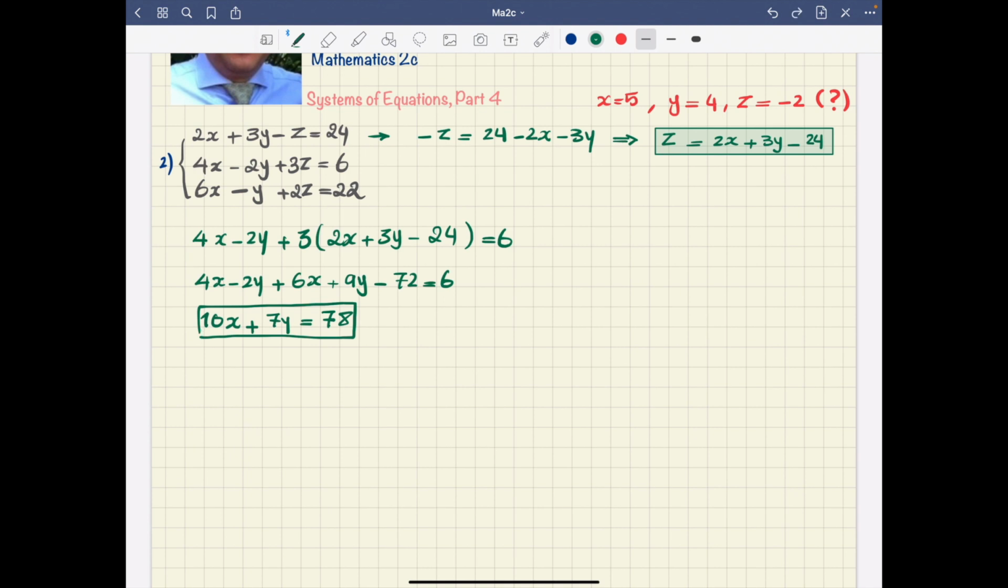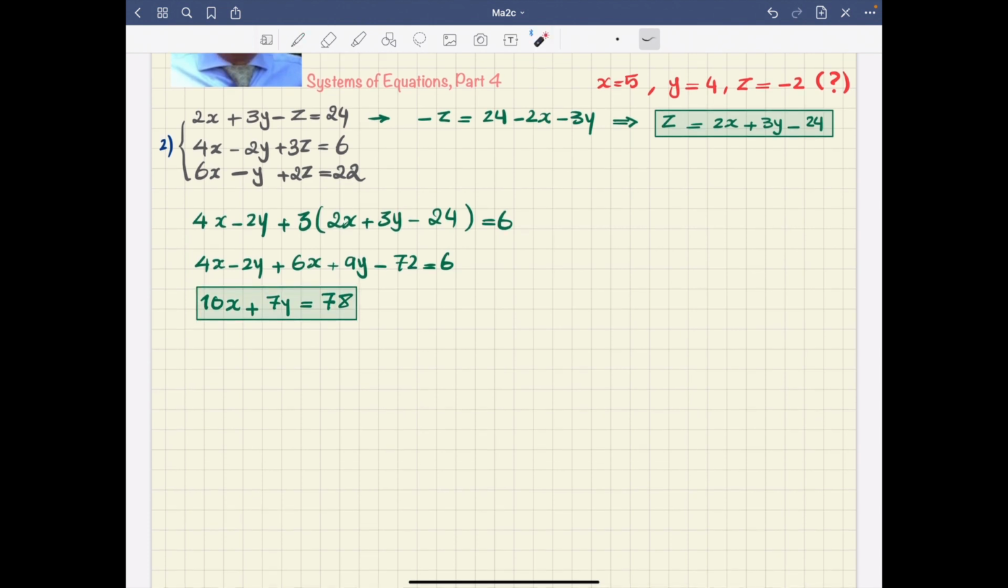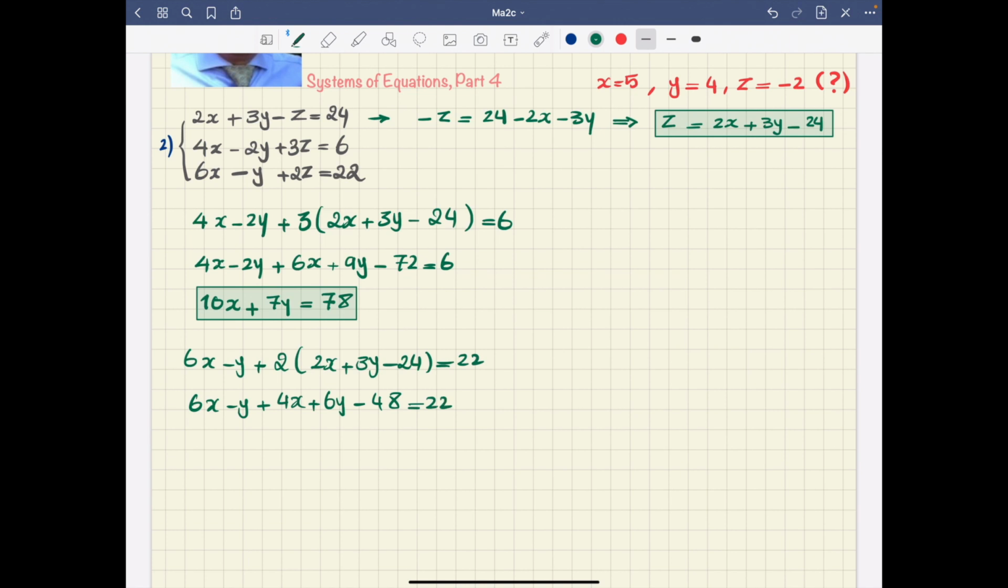Yes, I don't know why sometimes it messes up. Okay, so now what we have to do, I take again this package and put it instead of z here. So I copy and paste the first two pieces, so it becomes 6x minus y plus 2. Don't forget to put a pair of brackets or do it in your head. And don't forget to multiply these two by all the terms. Okay, so this becomes 6x minus y plus 4x plus 6y minus 48 is equal to 22.